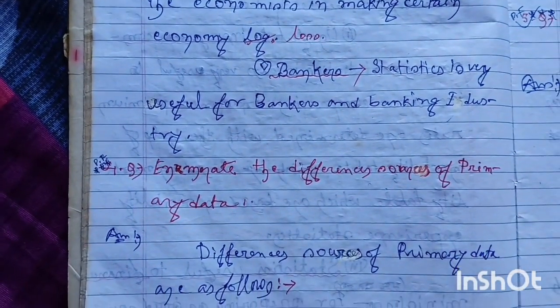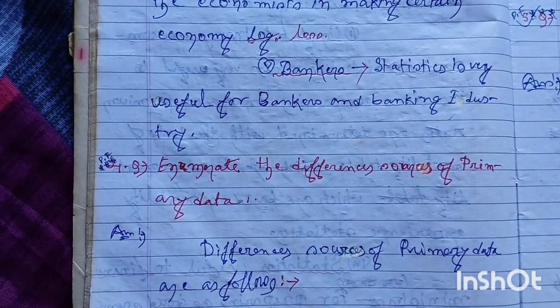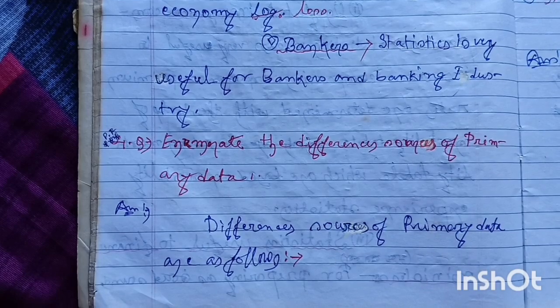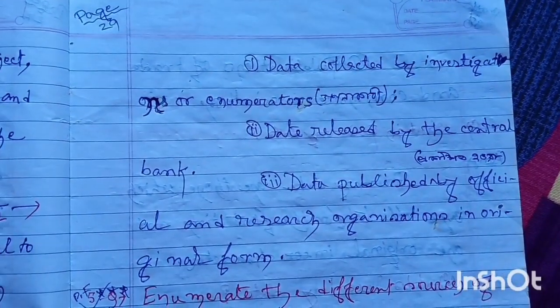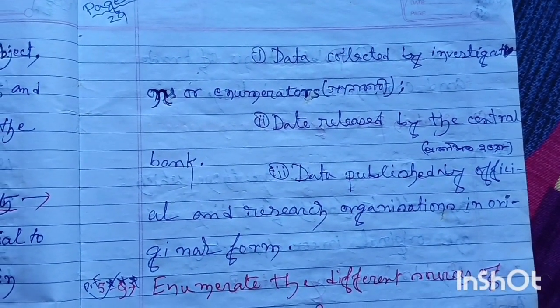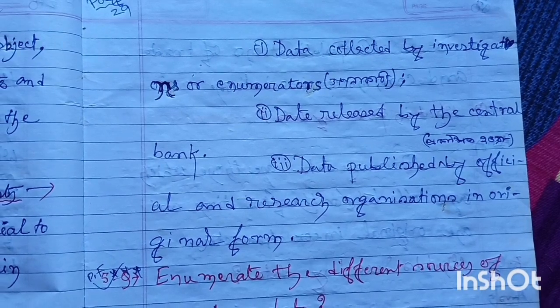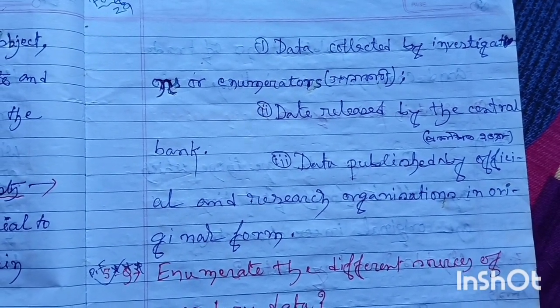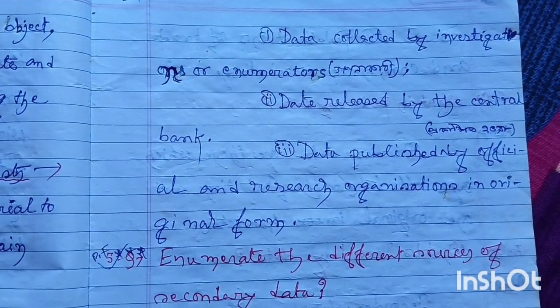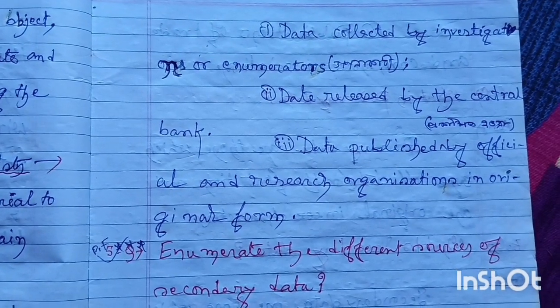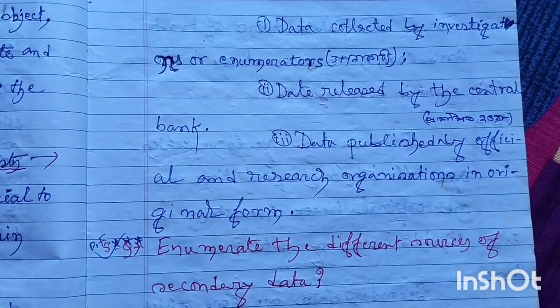Question number 4. Enumerate the different sources of primary data. Different sources of primary data are as follows. Number 1, data collected by investigators or enumerators. Number 2, data released by the central bank. Number 3, data published by official and research organizations in original form.